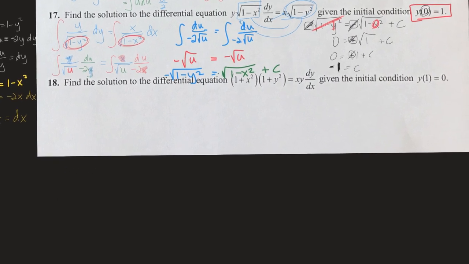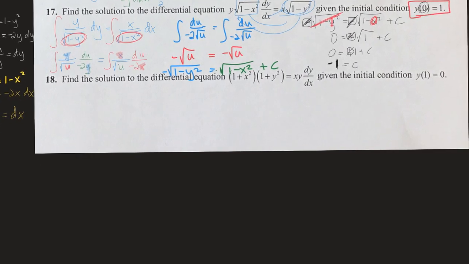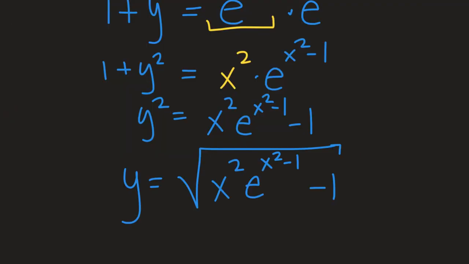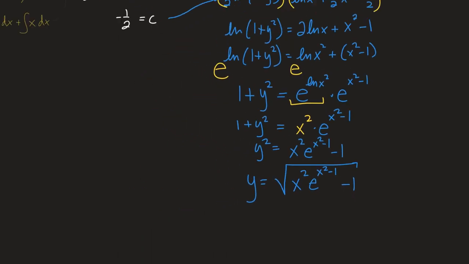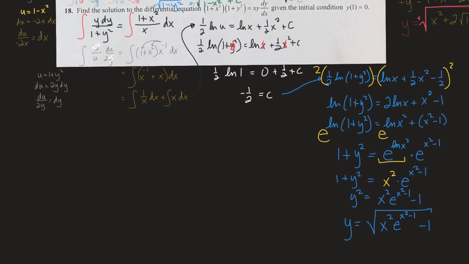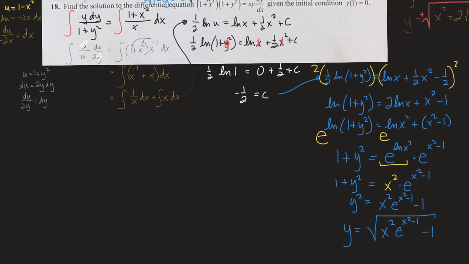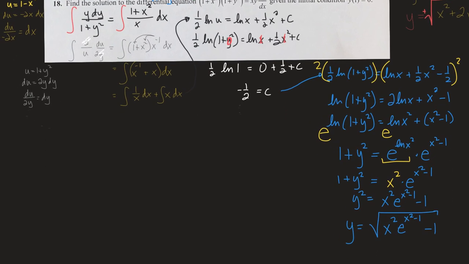So rather than taking 10 minutes to explain it, I'm just going to pause, and it's magically going to appear in 3 seconds, and then I'll talk about it. Wow, so there's the answer. And let's look at all of the work that went into it. Hopefully you can see we did a u substitution. I let u be 1 plus y squared over here, and I canceled out some of the y's, and I got 1/2 natural log u, so 1/2 natural log 1 plus y squared as the left side.